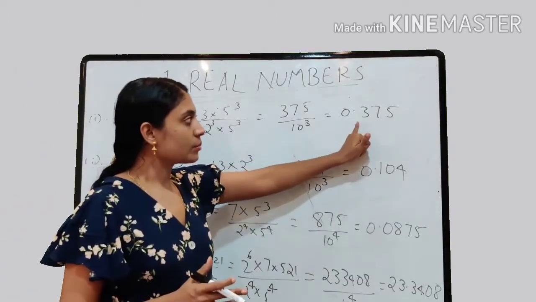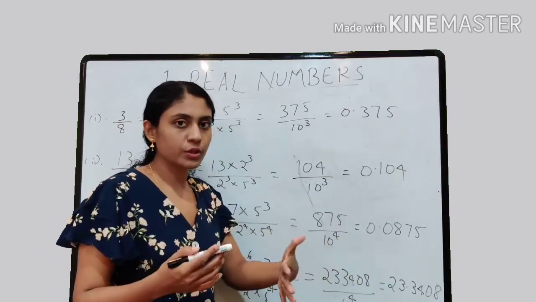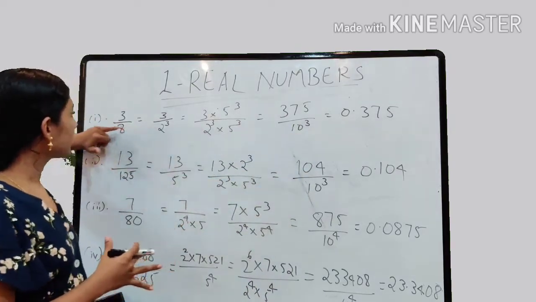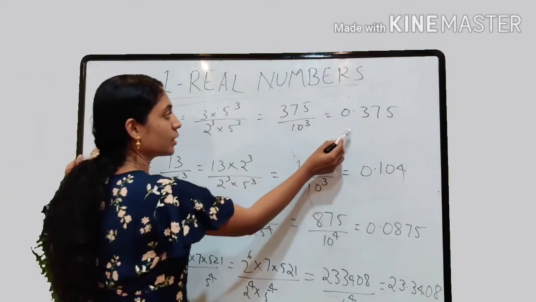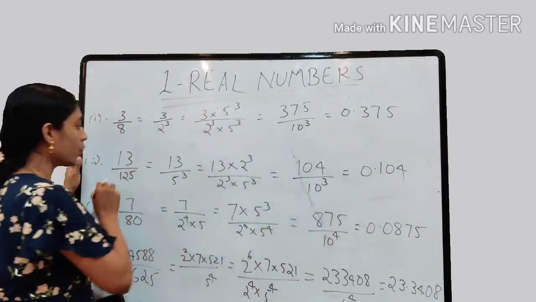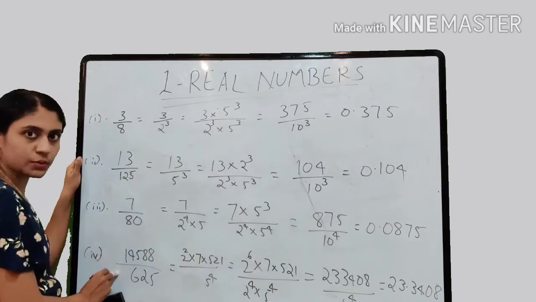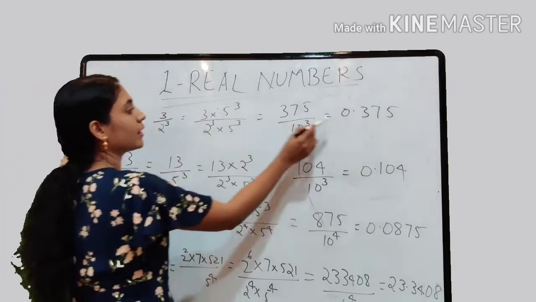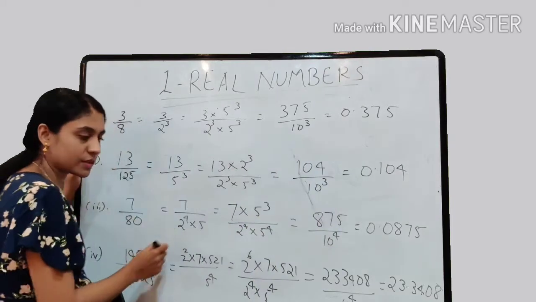We considered the examples 0.375, 0.104, 0.0875 and 23.3408. So now I just wrote in the reverse form, that is 3 by 8 can be written like this, because in the earlier case we wrote 0.375 into this form, and 0.104 of this form, 0.0875 of this form, and 23.3408 of this form. Now we are just reversing the order, that is 3 by 8 can finally be written as 0.375. 13 by 125 can be written as 0.104, like that.